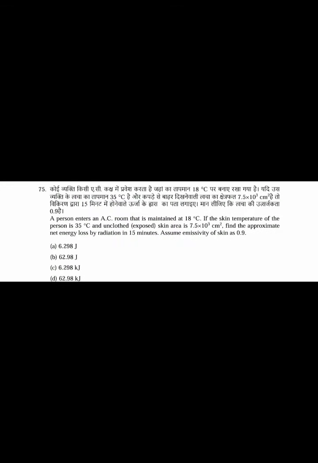Next question is, a person enters an AC room that is maintained at 18 degrees Celsius. If the skin temperature of the person is 35 degrees Celsius and unclothed, skin area is 7.5 into 10 power 3 centimeter square. Find the approximate net energy lost by radiation in 15 minutes. Assume emissivity of skin as 0.9.